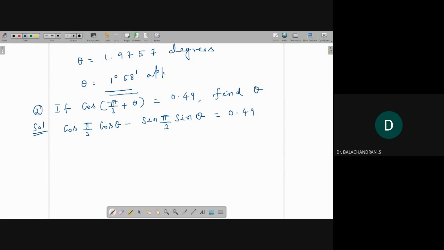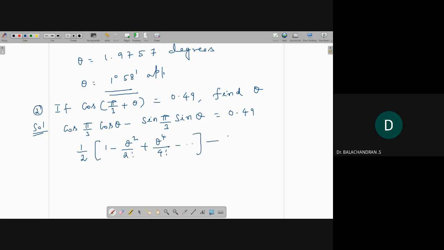Here I'm not writing it, but later I will use that theta is very small, and then I will neglect the higher powers. So you should know why theta is very small. Now cos pi by 3 is half, and then the cos theta expansion: 1 minus theta square by 2 factorial plus theta power 4 by 4 factorial minus and so on, minus sin pi by 3.